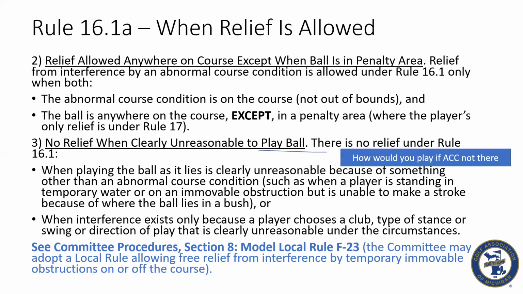However, the committee can adopt a local rule allowing free relief from interference from a temporary immovable obstruction. We talked a little bit about those last week, but basically those are typically what you see on TV. Those are the bleachers, big structures, and how the tour handles it is they typically do drop zones. Sometimes where you don't see the drop zone is if you have fans around the green. Those usually don't have drop zones, or at least at the events that I've been at, they don't have drop zones a lot of times. Line of sight relief. Correct. Which doesn't happen anywhere else.